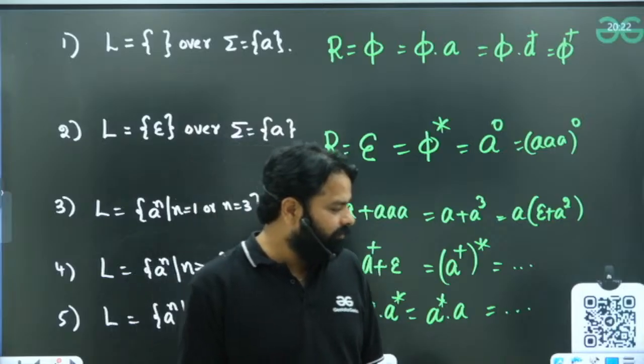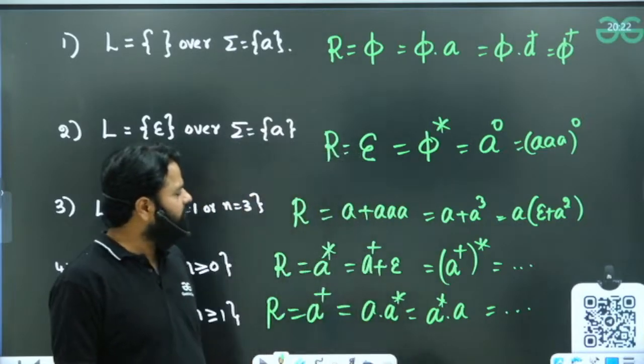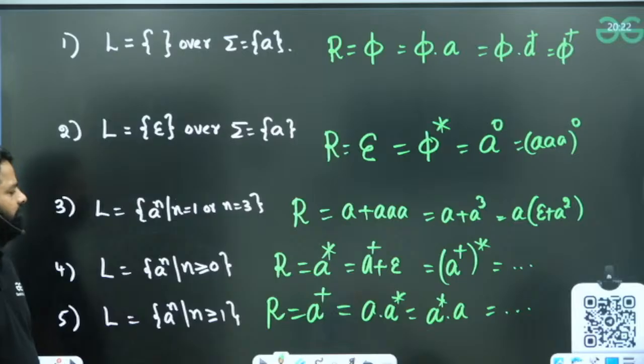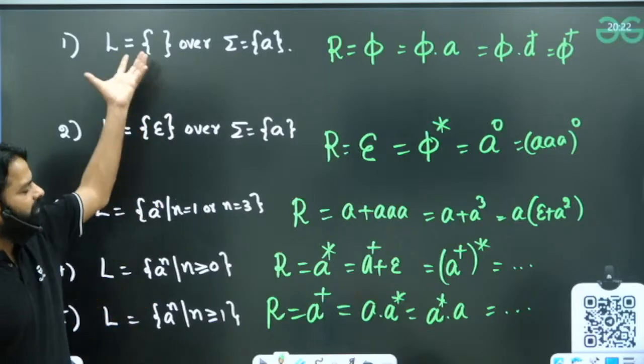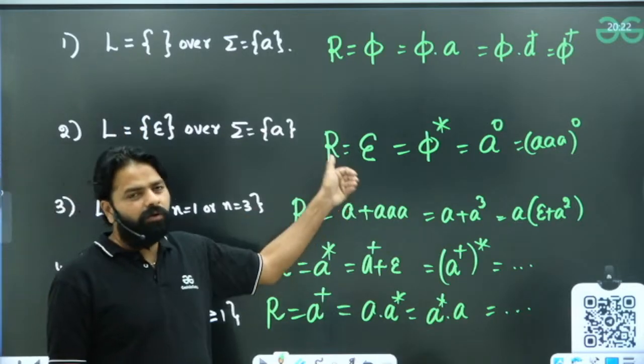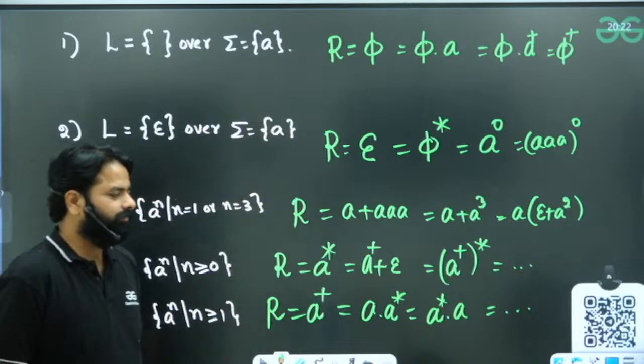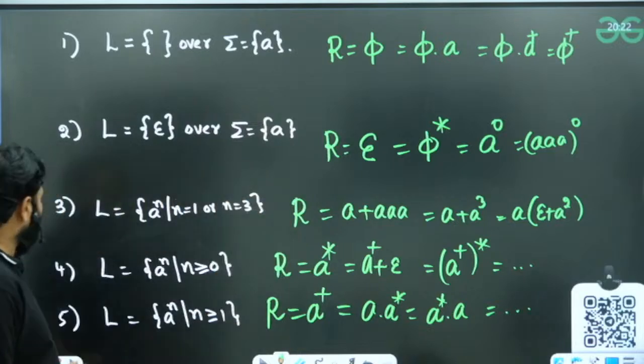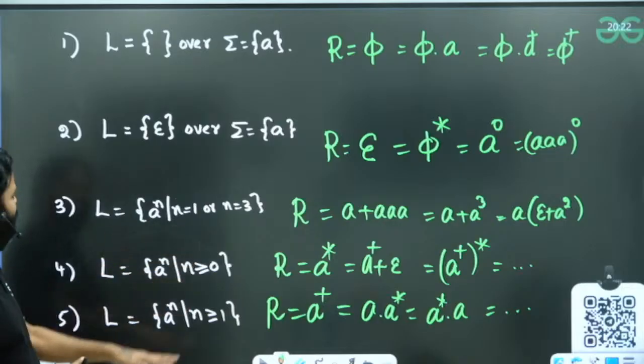Got it? Everybody understood? This is the regular language. For this, how do you represent using those 4 operators in the expression? Again, I'll ask a few more questions. Let's see who will answer.